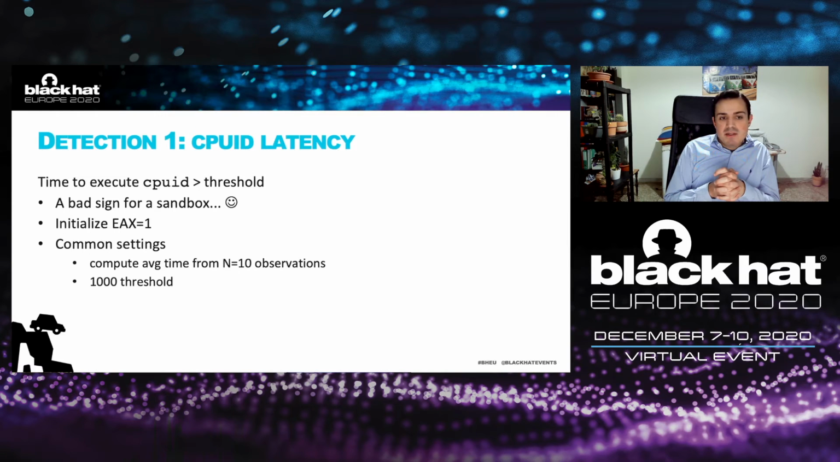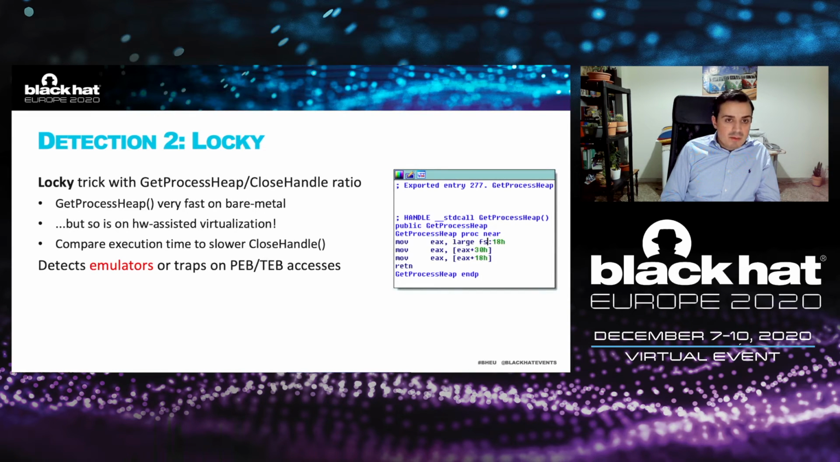But the idea is that in this test, you normally make different observations, take the average value, and compare it against some bare metal threshold, say 100,000 as TSC difference. Then there is another test, which is a different flavor and appeared in the Llc malware the first time. So the Llc authors had this clever idea of comparing the execution time of GetProcessHeap and CloseHandle. Normally GetProcessHeap is super fast, it's just three instructions, and CloseHandle takes longer.